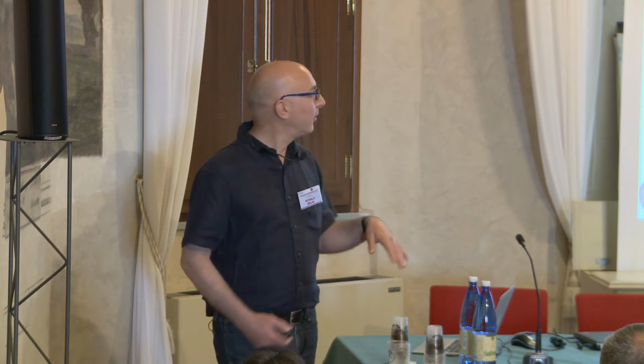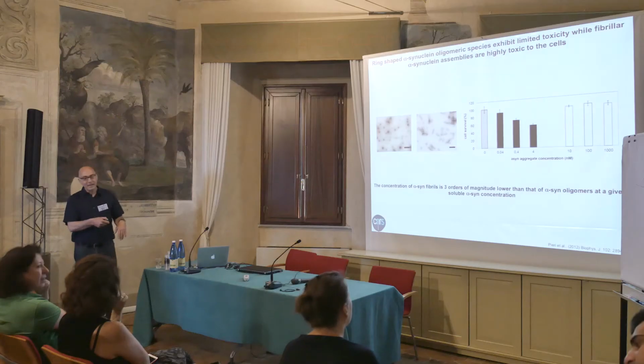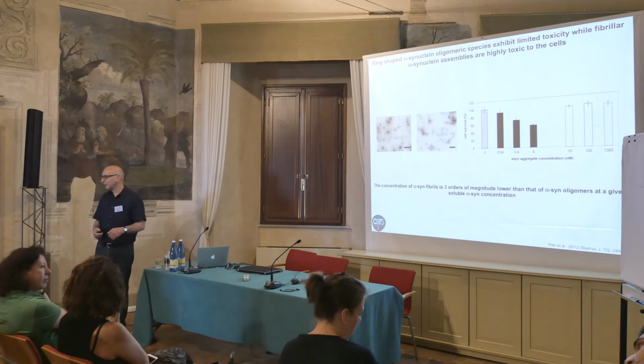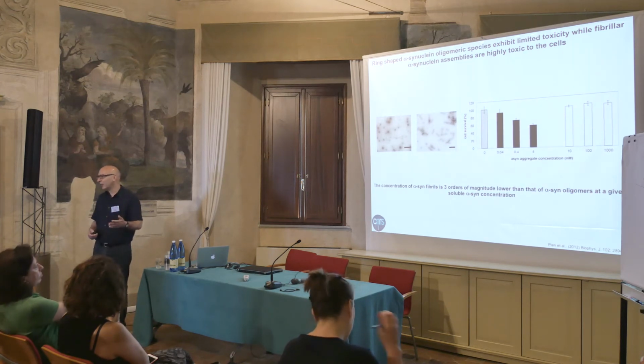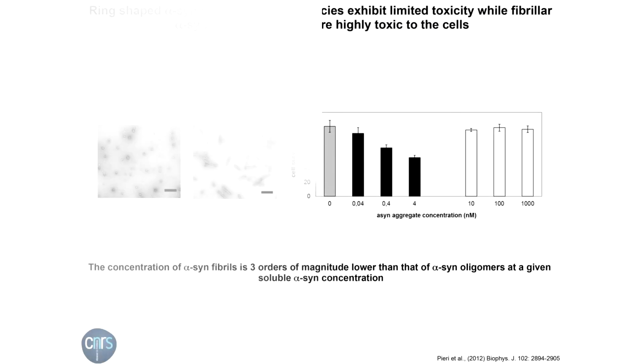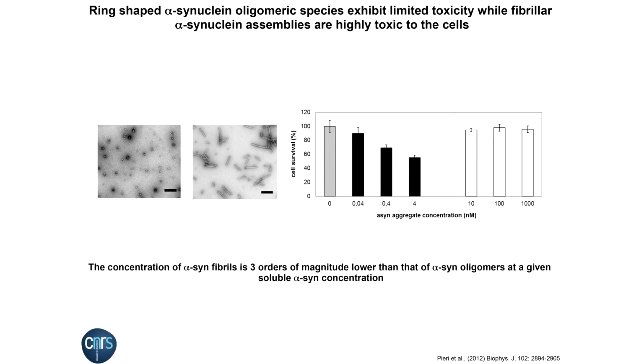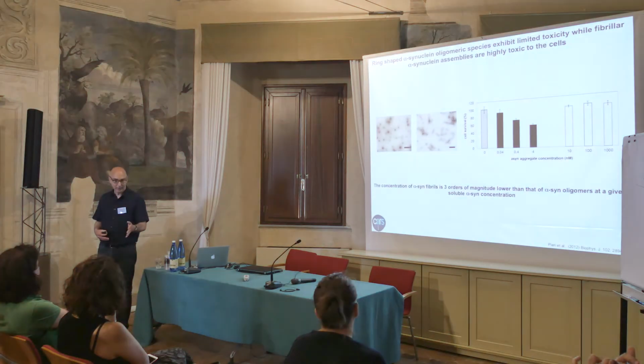Why is that? Because oligomers are made by very few molecules. It depends on the molecule, on the protein, but they are made on average of between 4 and 8 molecules, while the fibrils are made of thousands of molecules. Plus, the fibrils are very heterogeneous in length. So again, it's totally meaningless to say oligomers are more toxic if you compare the toxicity of fibrils and oligomers at one given concentration of alpha-synuclein that is monomeric.